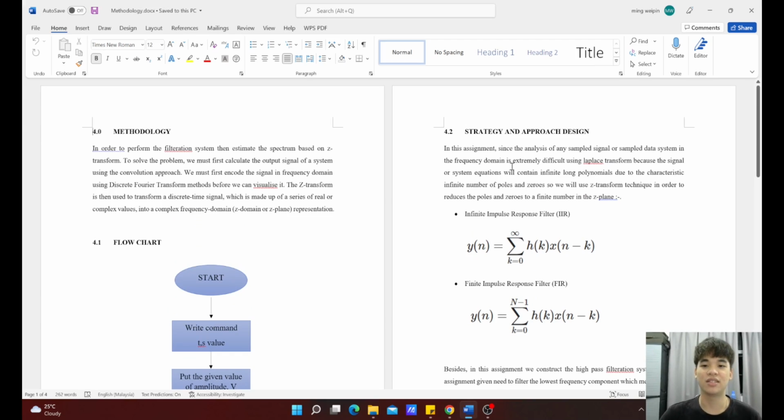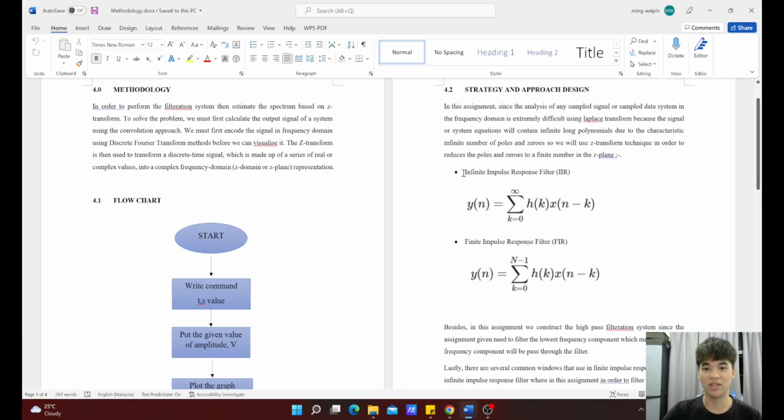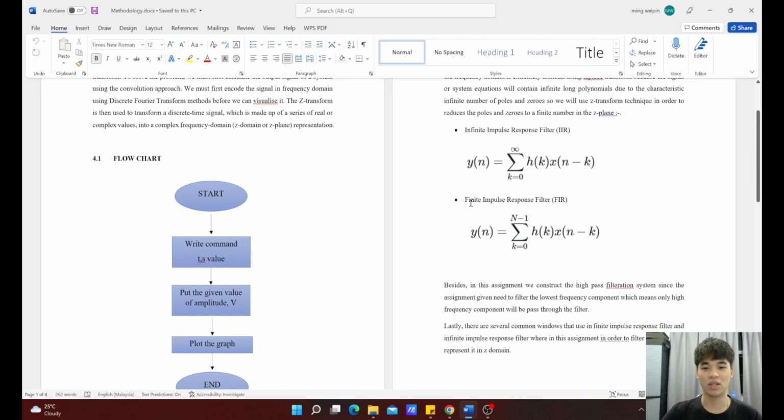In this assignment, analyzing any sample signal or sample data system in the frequency domain is extremely difficult using the Laplace transform, because the signal or system equations will contain infinitely long polynomials due to the characteristic infinite number of poles and zeros. So we will use the Z transform technique in order to reduce the poles and zeros to a finite number in the Z plane. This is the infinite impulse response filter, and this is the formula. The next one is the finite impulse response filter, FIR, and this is the formula.